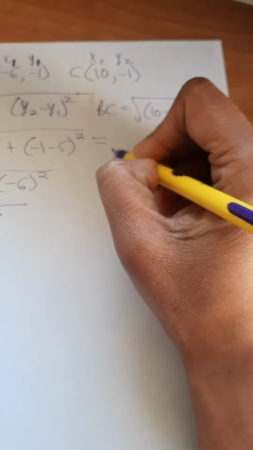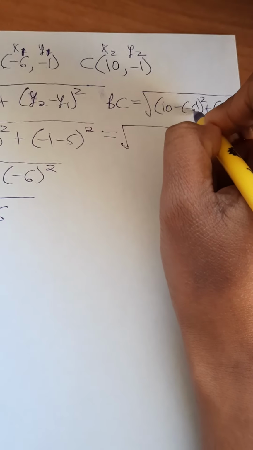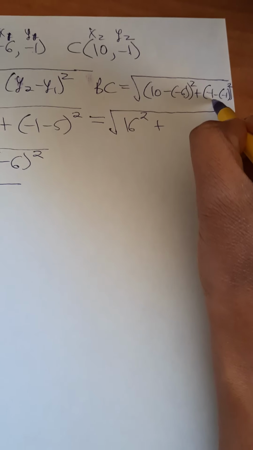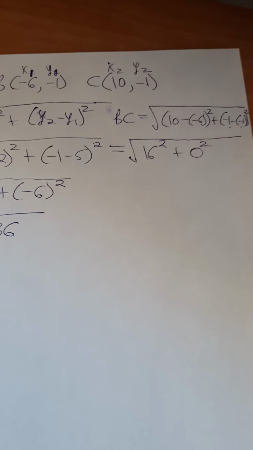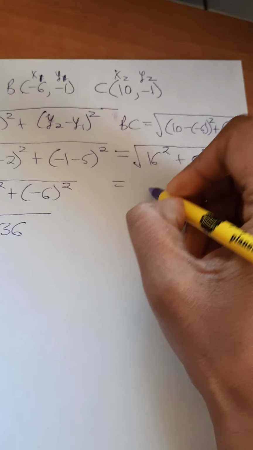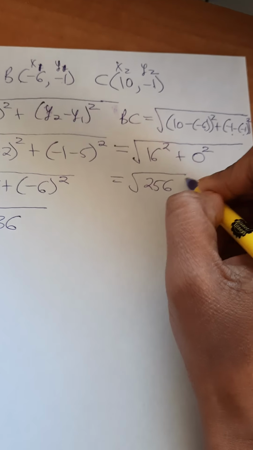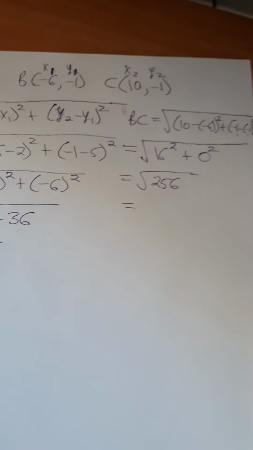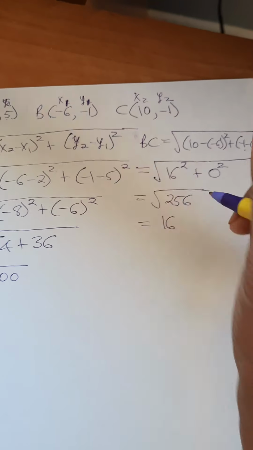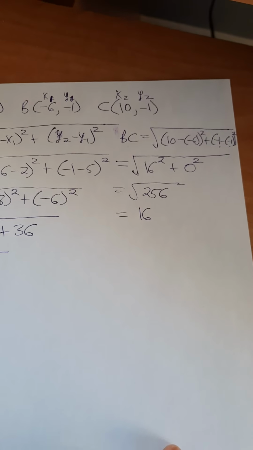Make sure you are adding both of these together. So this is 10 plus 6, so 16 squared. And this is negative 1 plus 1, which is 0, or like 0 squared, which is still 0, so it doesn't really matter. When you actually square this, I'm just going to show it to you anyways. So 256 plus 0. And then I'm taking the square root of this again, and it's still equal to 16. Okay, so this is side BC.